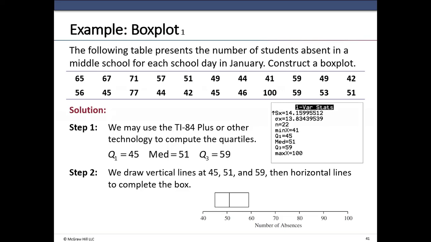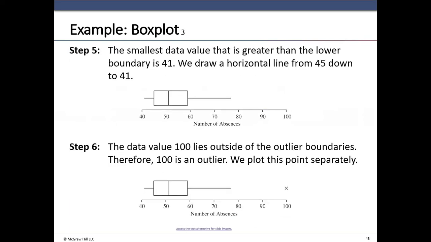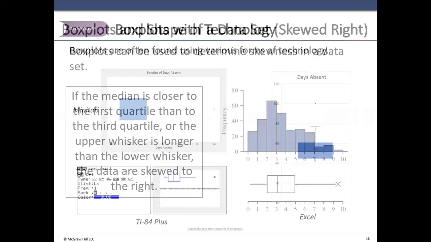The right whisker extends to the data value just below 100, which in this case I believe is 77. Yes. So the right whisker, or the right horizontal line from the box, ends at 77 because 77 is the number below the upper outlier boundary. Whereas 100 is on the right of the upper outlier boundary, which is 80. Therefore, 100 is an outlier. Okay. So that is how to do this on the calculator.